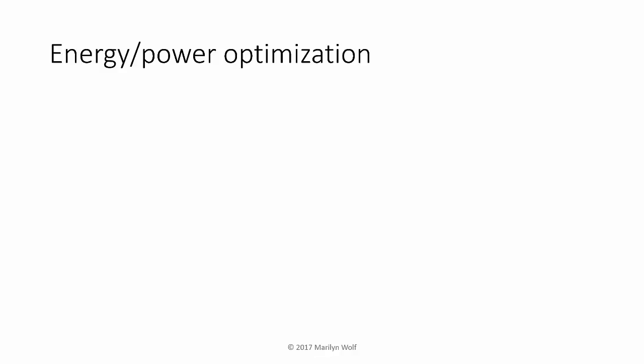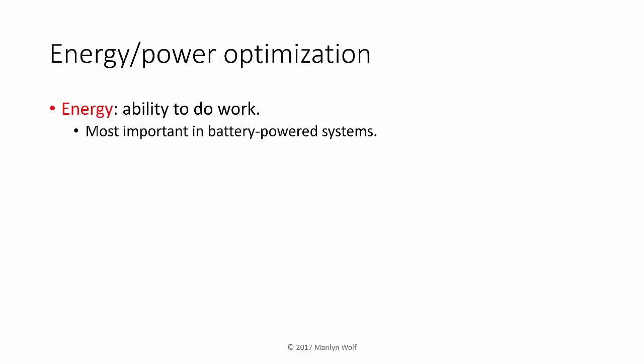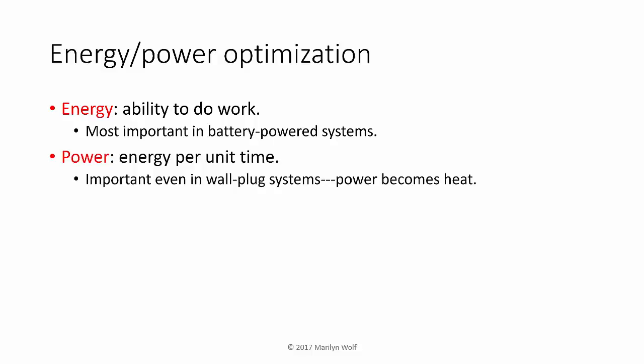Power consumption is another important metric for embedded systems. The analysis we need for power optimization is similar to many aspects of performance optimization. Energy and power optimization is a critical concern in many embedded systems. Remember that energy is the ability to do work. It's clearly important in battery-powered systems, which can provide only a limited amount of energy before the battery dies. Power is energy per unit time. This is important in battery-powered systems, but it's also important in systems plugged into the wall because that power becomes heat, and many modern computing systems are limited by their heat dissipation.